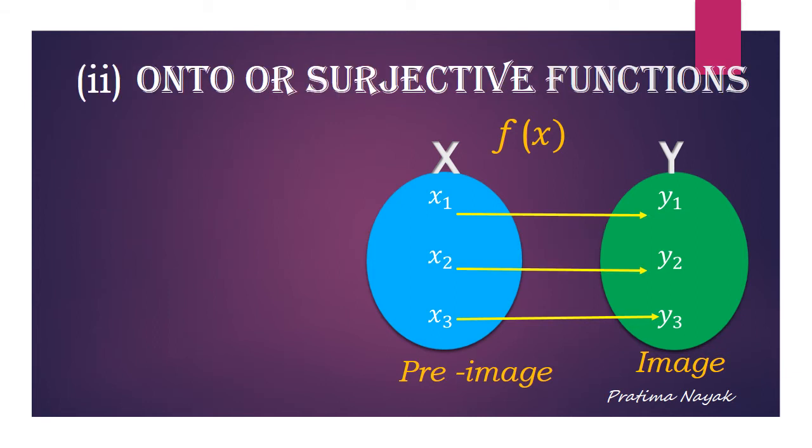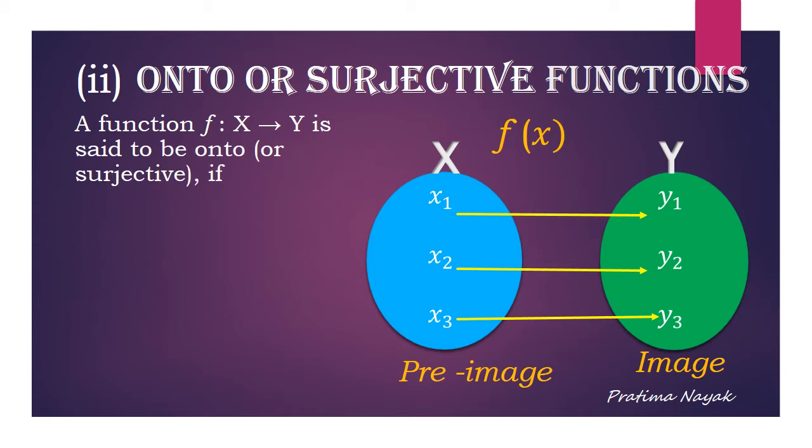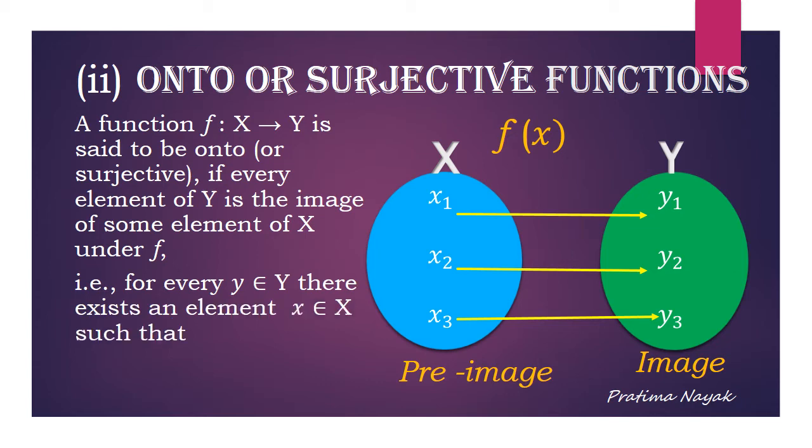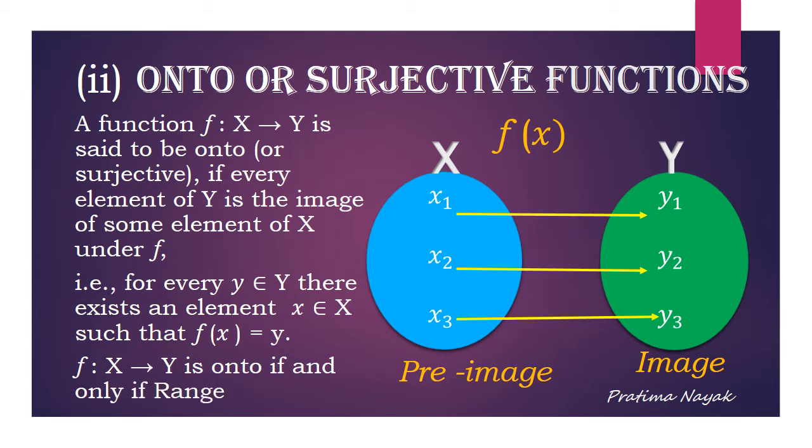Next is onto or surjective functions. A function f defined from X to Y is said to be onto or surjective if every element of Y is the image of some element of X under f, or for every y belongs to set Y, there exists an element x belongs to X such that f of x is equal to y. Or in a simple language, every element of Y should have a pre-image in X, or no element of Y should be left which has no pre-image in X. That is onto function.